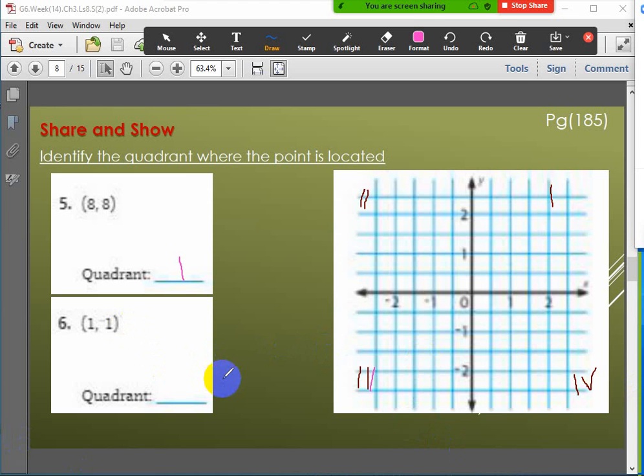So the x is positive. That means it will be on the right side of 0. The y is negative. That means it will be down under the 0. So this is the region. The point will be in this region. That means quadrant number 4.